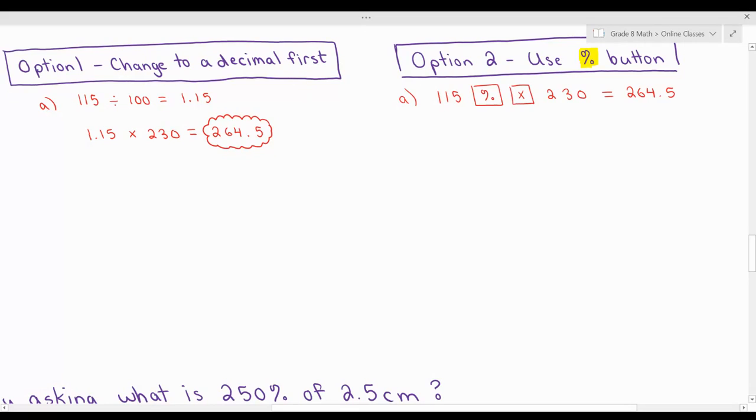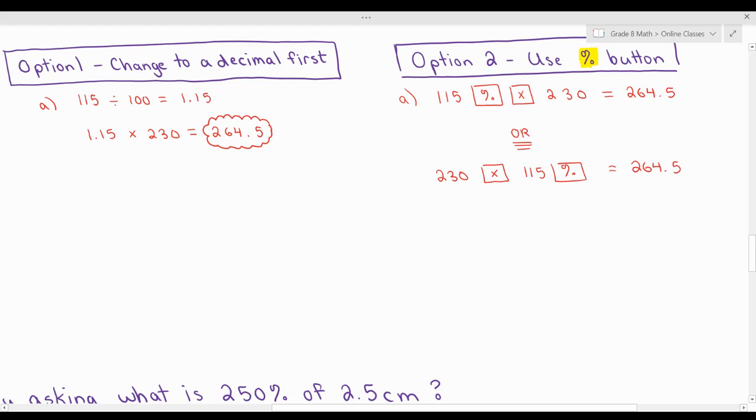All right, tiny hiccup. It depends on your calculator. There's tons of different calculators out there, and sometimes they work in a slightly different way. So if this doesn't work, like if you push 115 and then you hit the percent button and nothing comes up on your screen, you might have to enter it this way. You might have to put the 230 first and then times, and then you would enter the percent. Okay, so it just depends on the calculator that you have.